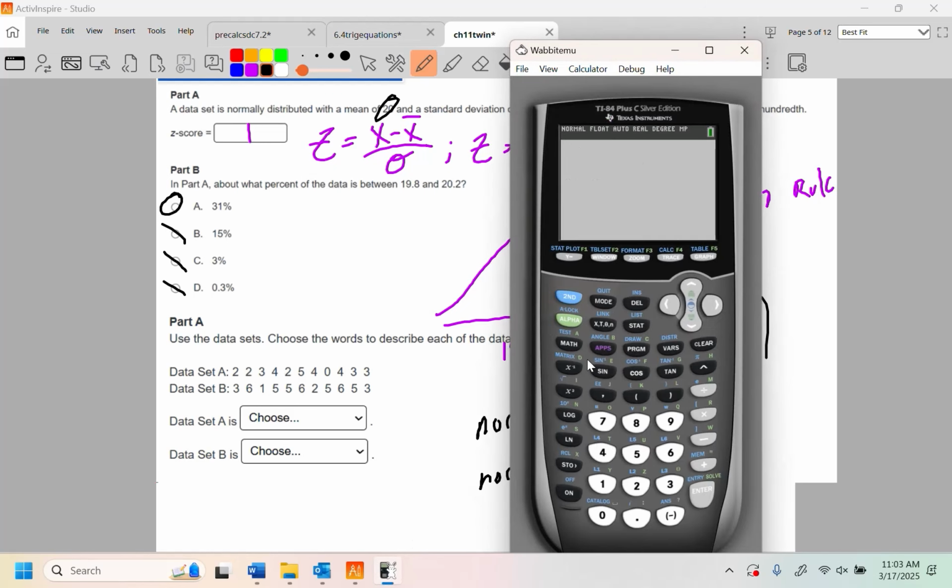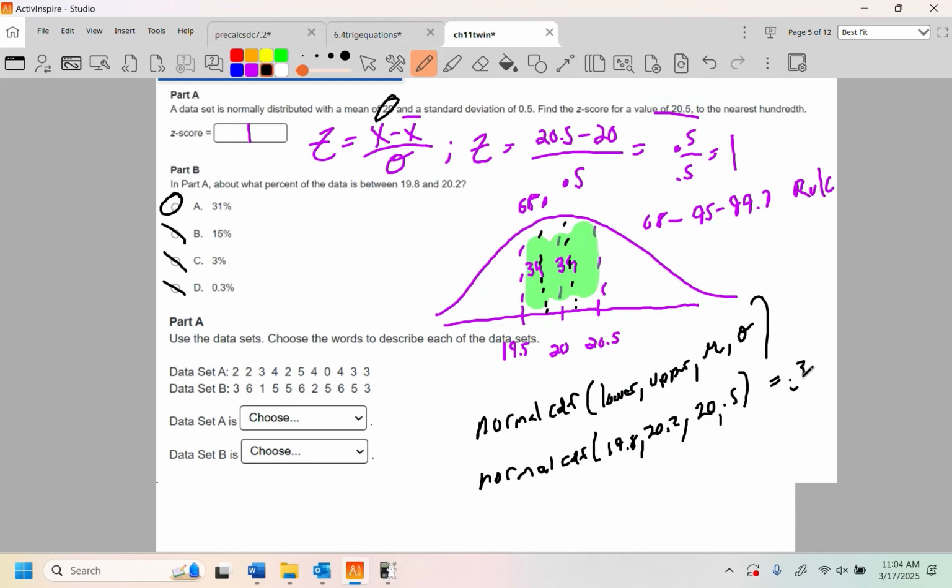So normal CDF is going to be under second vars, 2. And you just type in all the information in the text. Lower is 19.8, upper is 20.2, the mean is 20, standard deviation is 0.5. And you scroll down, you hit that paste key, you press the enter key, and it tells you 0.3108, which is about 31%.